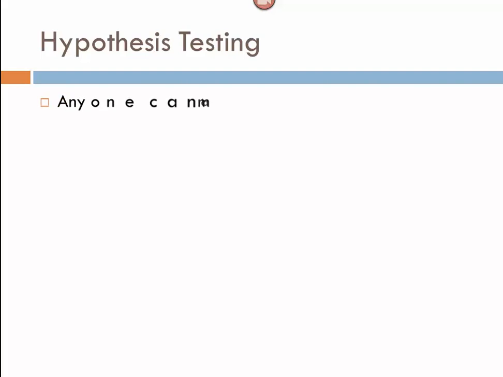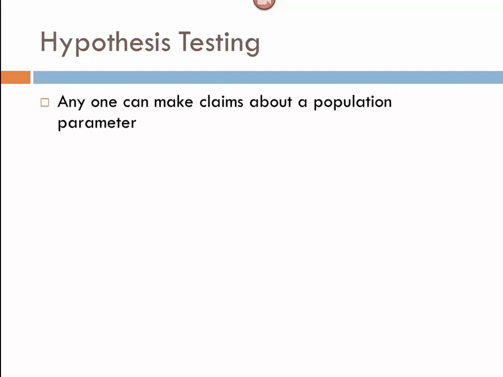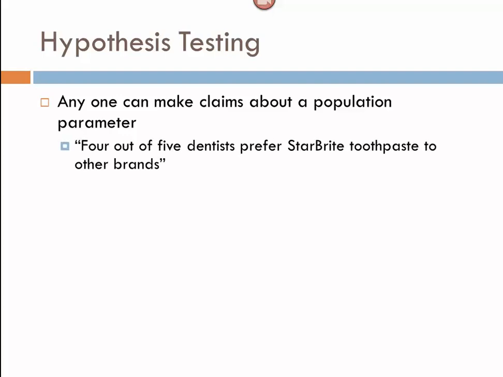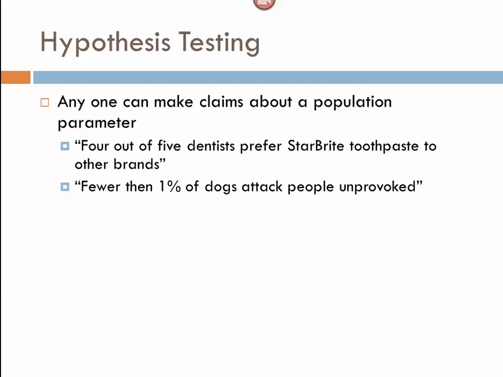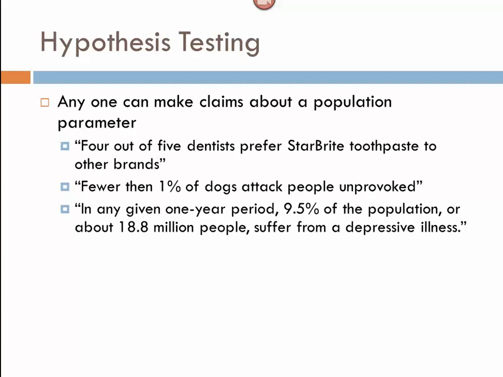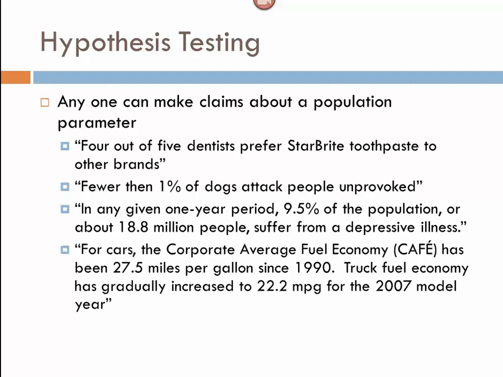Anyone can make claims about a population parameter. We see this all the time. We hear it in movies, we hear it in commercials, we hear it all the time. 4 out of 5 dentists prefer Starbright toothpaste to other brands. Fewer than 1% of dogs attack people unprovoked. In any given one period, 9.5% of the population, or about 18.8 million people, suffer from depressive illness. And the list goes on and on and on. Literally, if we watch television or listen to political speeches, we're hearing statistics being thrown at us all the time.